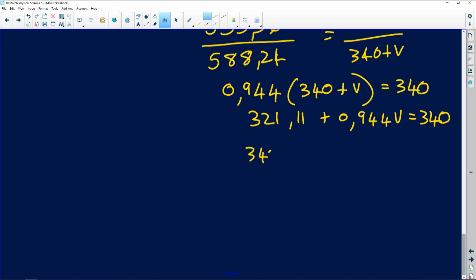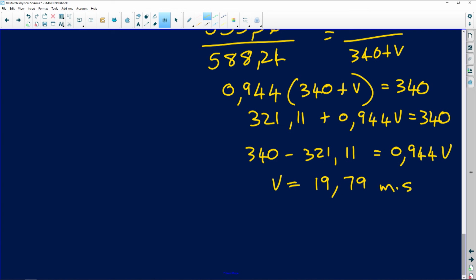Now it's just a matter of simplifying. So it's 340 minus 321.11 is equal to 0.944V. And then we put that into our calculator and we should get an answer of about 19.79 meters per second. And you can just go and check me. I hope my maths is correct. So this is really a little bit different, a little bit tough, but simple mathematics. You use the equation, you substitute into it, and then you solve. And don't forget, we need to check that we have substituted correctly, frequency of the listener, frequency of the source, into the correct positions, and then you should be fine.